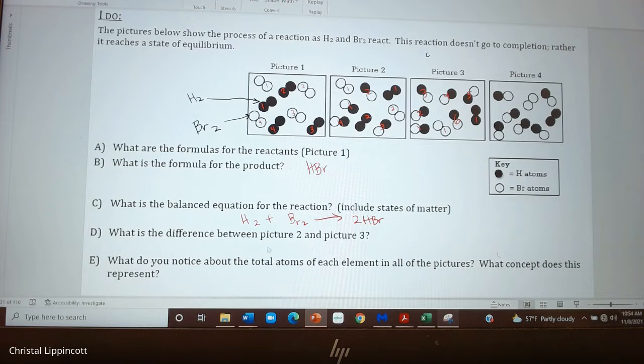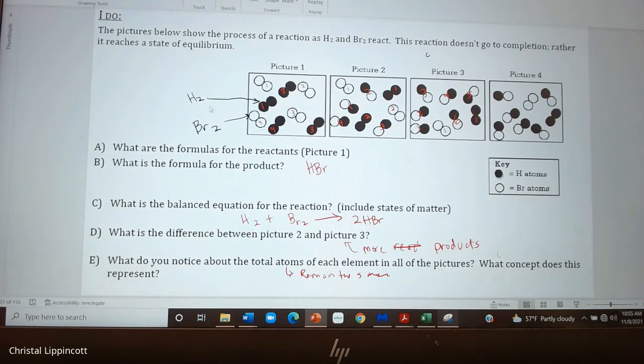All right. So what's the difference between 2 and 3? I would say that more of it's reacted, or no, products, sorry. More products have formed. Okay. What did you notice about the total of each element in the pictures? The total atoms remain the same. And that is the concept of conservation of mass or matter, either one, has been maintained there.